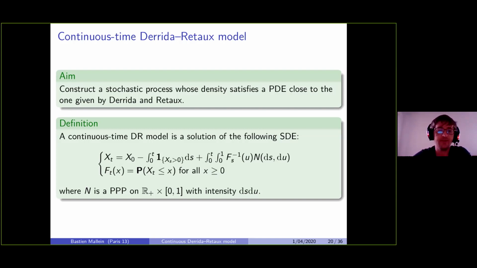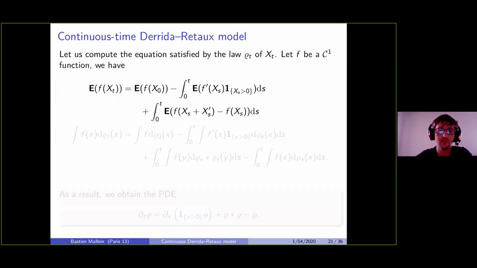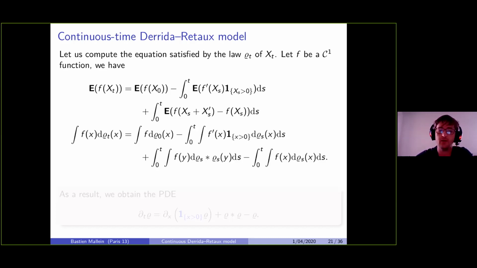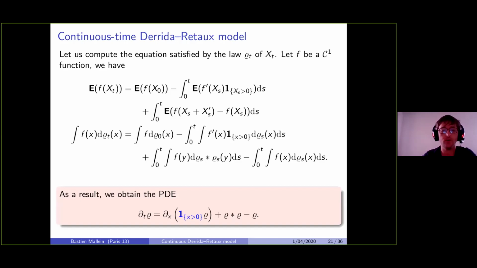Okay, so this is an analogue that we call the continuous time Derrida-Retaux model. If we assume that this process exists, we can compute the equation satisfied by its law. And we show that this law satisfies the following partial differential equation in the weak sense: dt rho is equal to the derivative in space of the indicator that x is strictly positive times rho, plus the convolution of rho with itself minus rho.